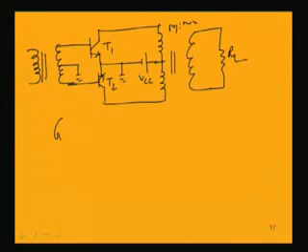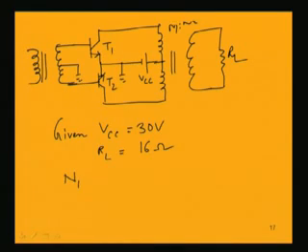Now, given that VCC equal to 30 volt, you are given that the voltage VCC equal to 30 volt, this RL is equal to 16 ohm, and the turns ratio between N1 and N2, N1 being the primary winding and N2 being the secondary winding, it's 2, and a peak value of the current is 2, not to 1 ampere.